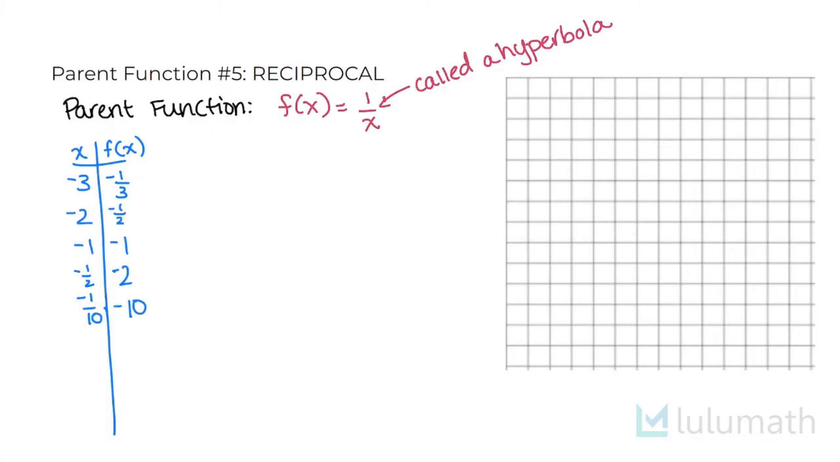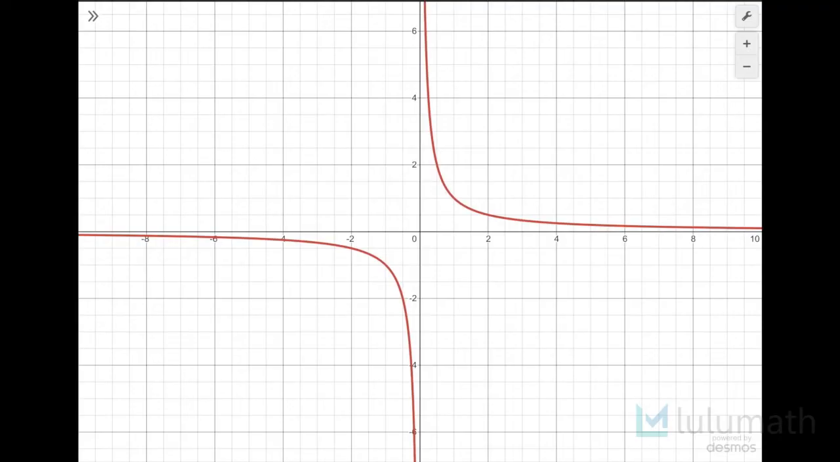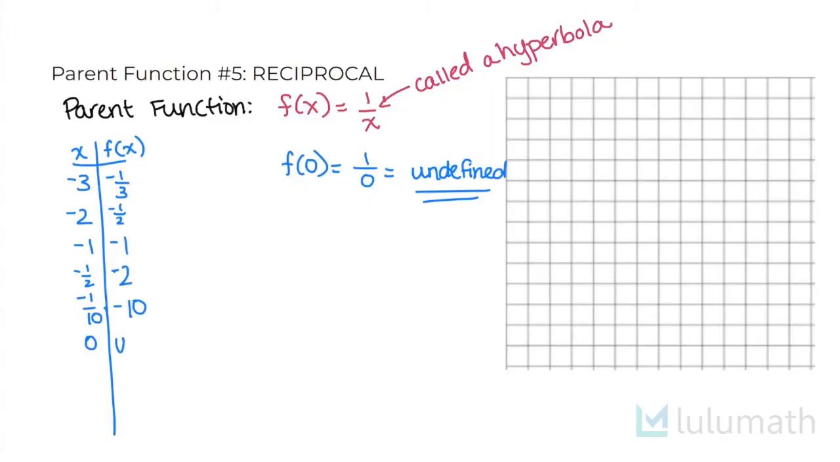Now, what happens when I get to 0? If I were to find f of 0, it would be 1 over 0, which is impossible. This is undefined. I cannot divide 1 by 0. And the reason why this is happening is because, as we get closer and closer to 0, our y values are getting closer and closer to infinity. It's getting larger and larger and larger, but infinity isn't an actual number, so it's undefined. We can't say what you get when you divide 1 by 0. So here we're going to say undefined, and this is going to be really useful when we get to the point of finding our domain.